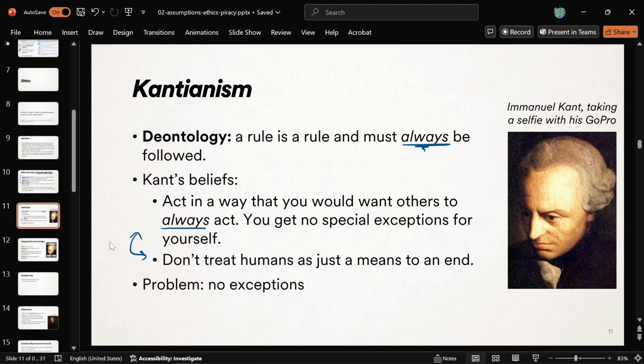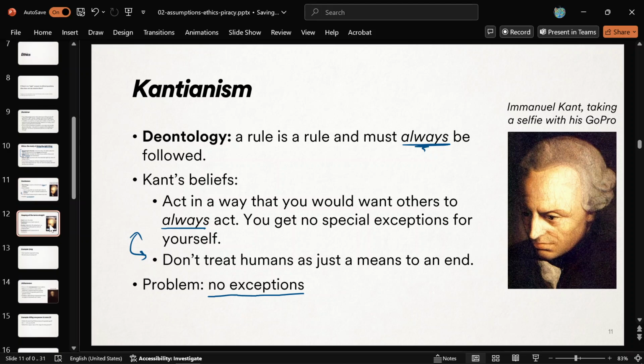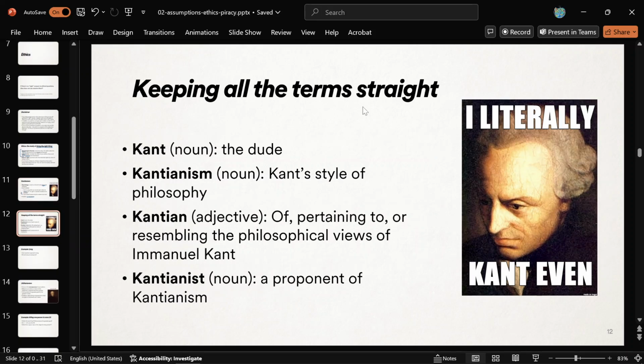So that is Kantianism. There are some issues with Kantianism, right? All of these ethical theories are not set in stone. They're just ways of approaching a problem. There's a huge glaring problem with Kantianism, and that's the fact that you get no exceptions. I'll give you a silly example in a couple slides. But Kantianism can break down, but that's okay. It's just a way of looking at a problem. Okay, so I'll show that to you, but it's useful. There are a bunch of terms first before I get to that silly example. So let's talk about them.